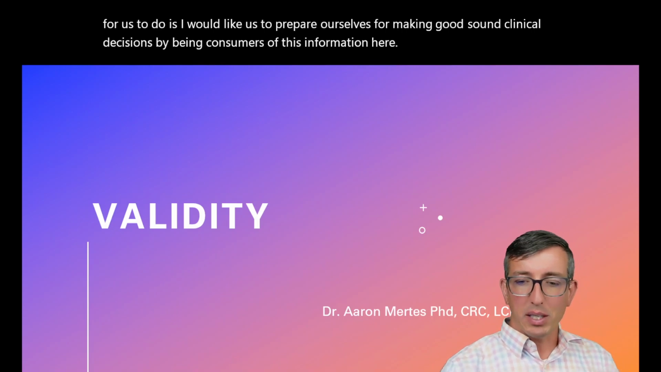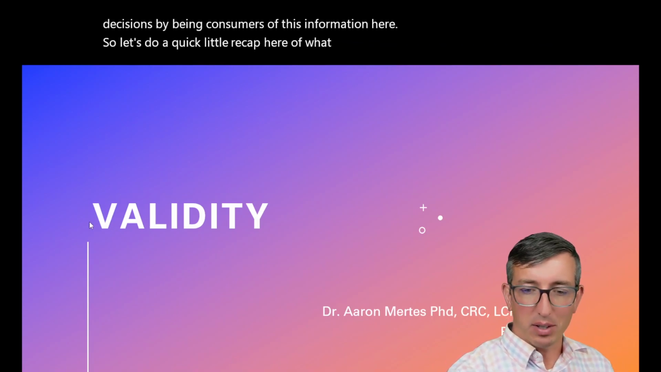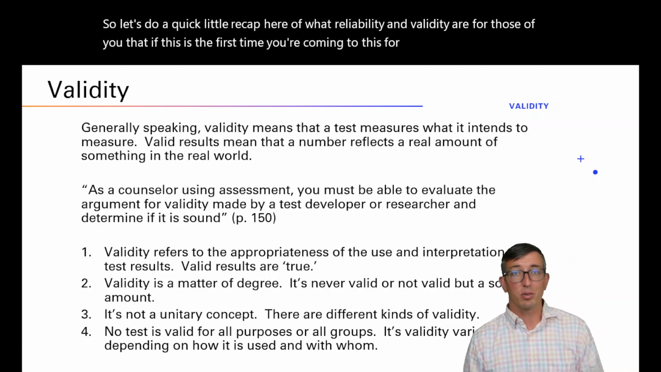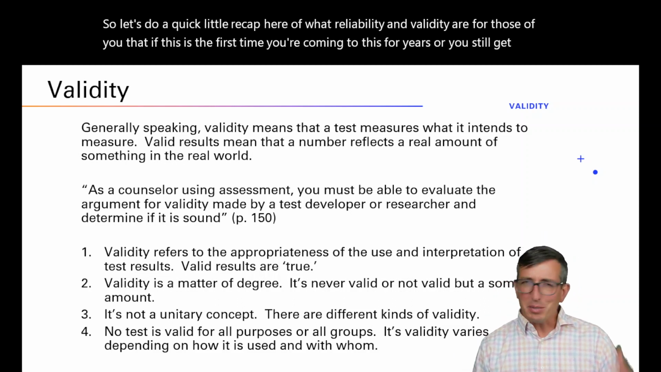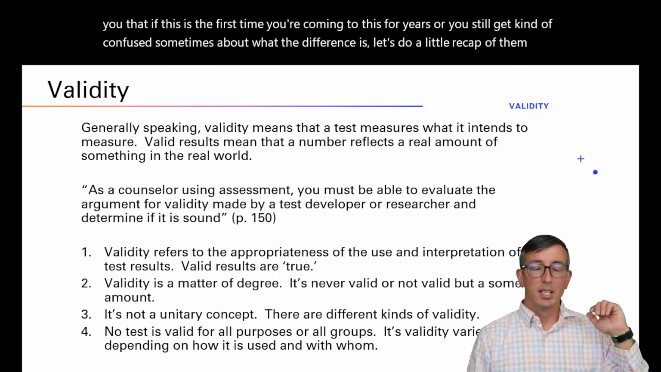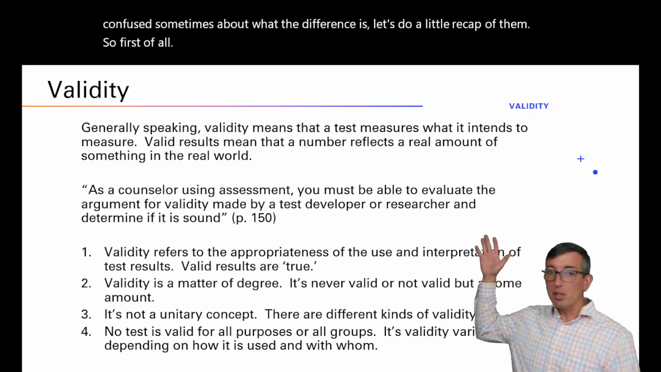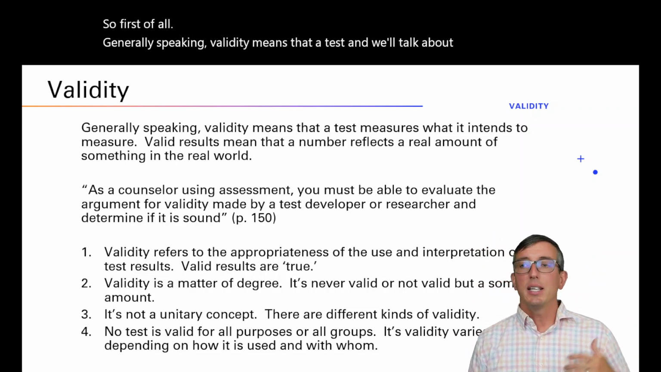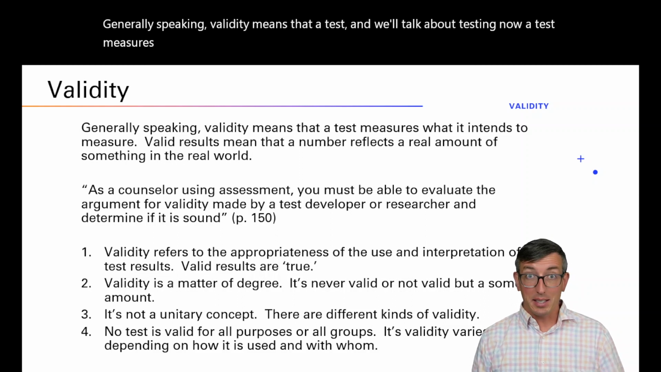So let's do a quick little recap of what reliability and validity are, for those of you who are coming to this for the first time in years, or who still get kind of confused sometimes about what the difference is. First of all, generally speaking, validity means that a test, and we'll talk about testing now, measures what it's intended to measure.